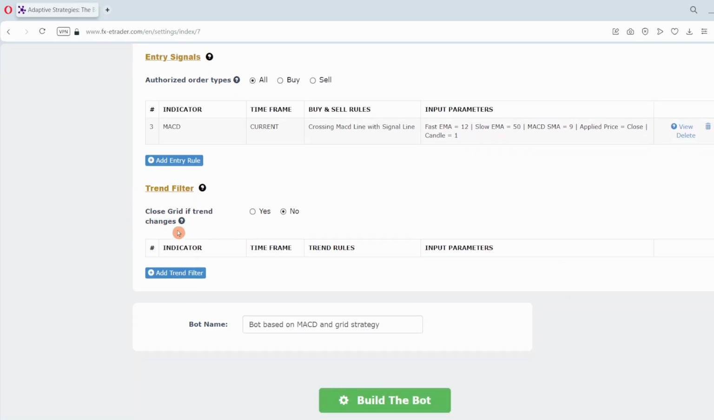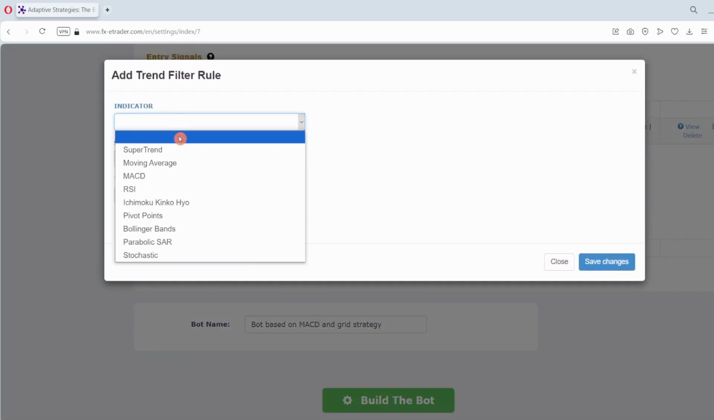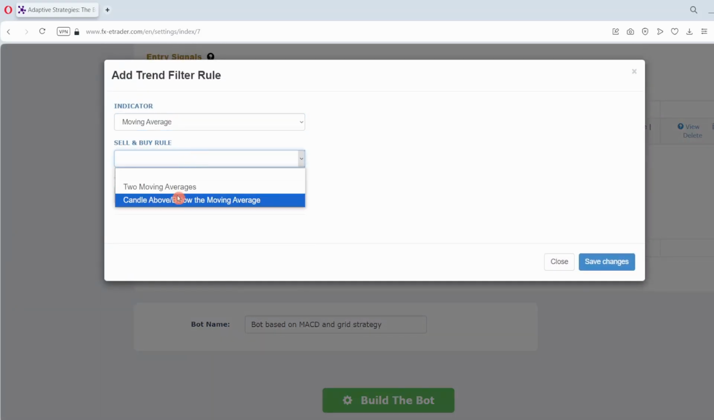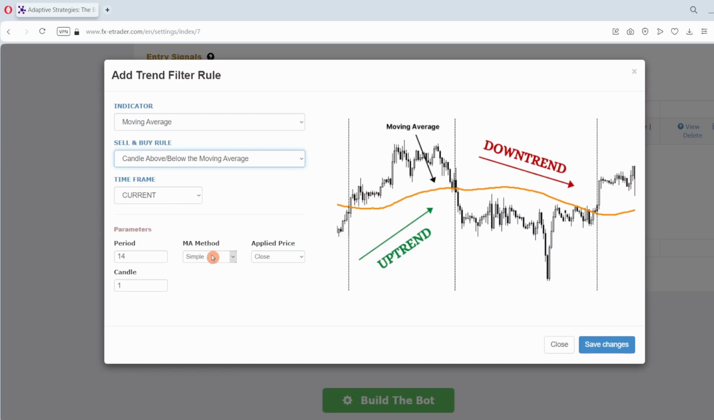Then, we add a trend confirmation in the section, Trend Filter. We select the exponential moving average at 50 periods, with the rule, candle above, below the moving average. This will allow us to confirm our entry, depending on the position of the price in relation to the 50-period moving average. A price above confirms a buy signal, and below, a sell signal.